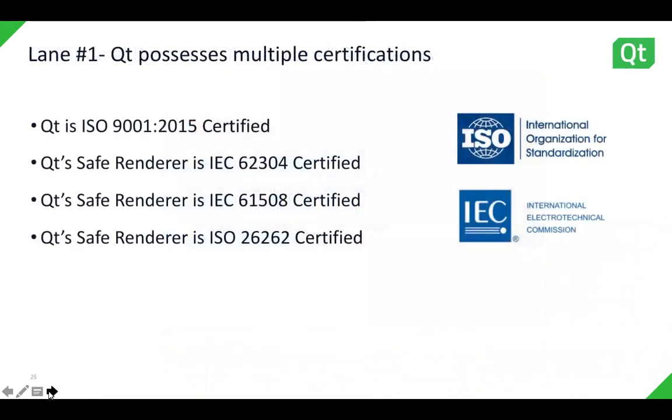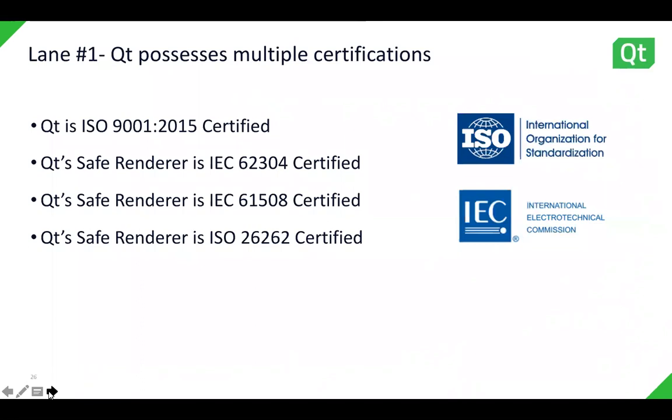So let's look at lane 1. Qt possesses multiple certifications. So we are ISO 9001 2015 certified. We just had the 2015 update done within the last couple of months. I think it was just ahead of the end of last year. What does that mean? Well, we have a quality system. So that is obviously important for the medical industry.